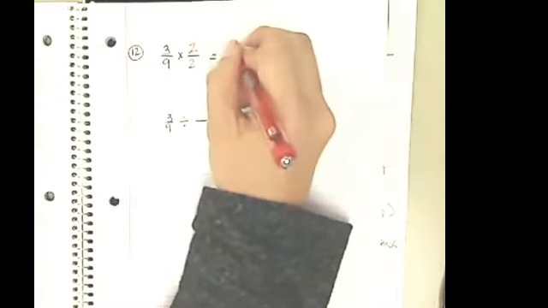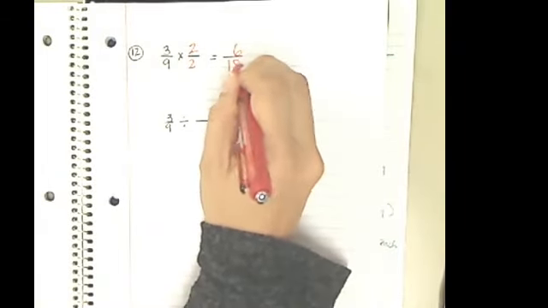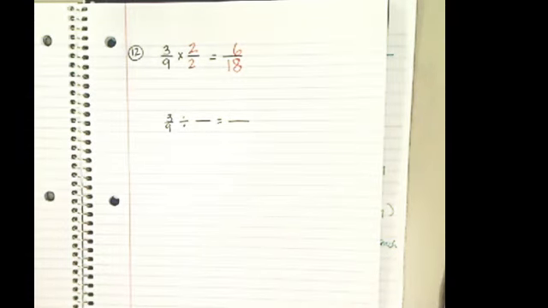All right, well, let's just choose 2 then. This 2 is just as easy. As long as it's the same on top and bottom, it doesn't matter. You can choose 100 for all I care. But 3 times 2, that's 6. 9 times 2, that's 18. So 6/18 is equivalent to 3/9.